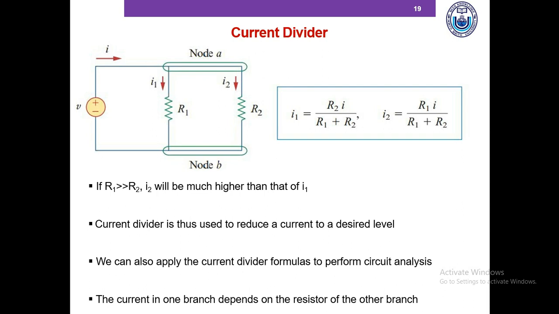Now if R1 is way greater than R2, I2 will be much higher than that of I1, and the current divider thus is used to reduce the current to a desired level, similar to a voltage divider. And we can also perform circuit analysis by applying the current divider formulas. And just to remind, the current in one branch basically depends on the resistance of the other branch. So that's the easy way of remembering the current divider formula.